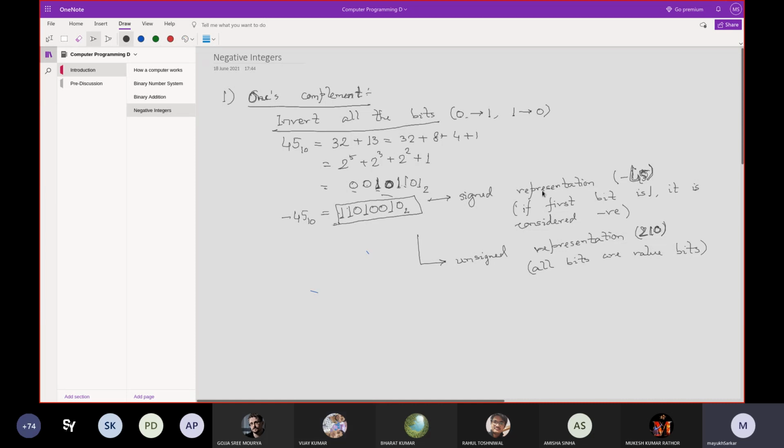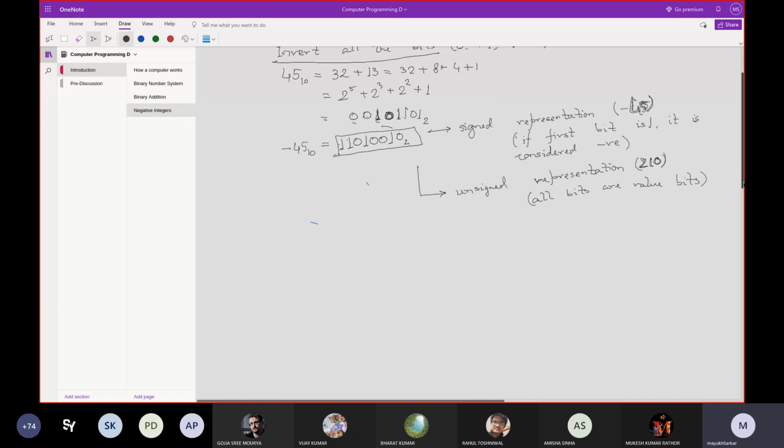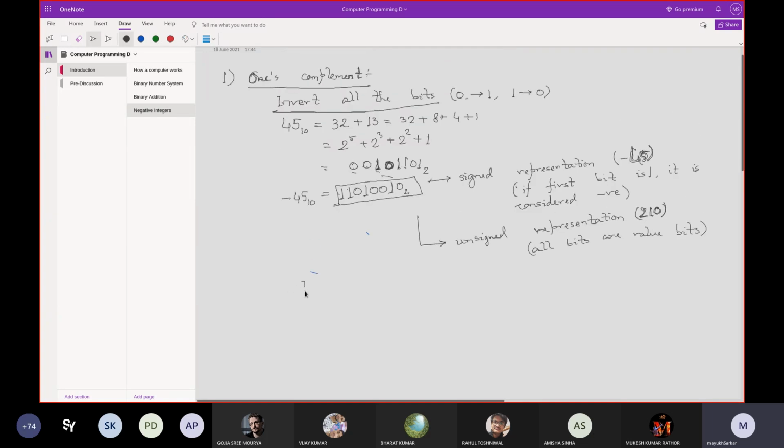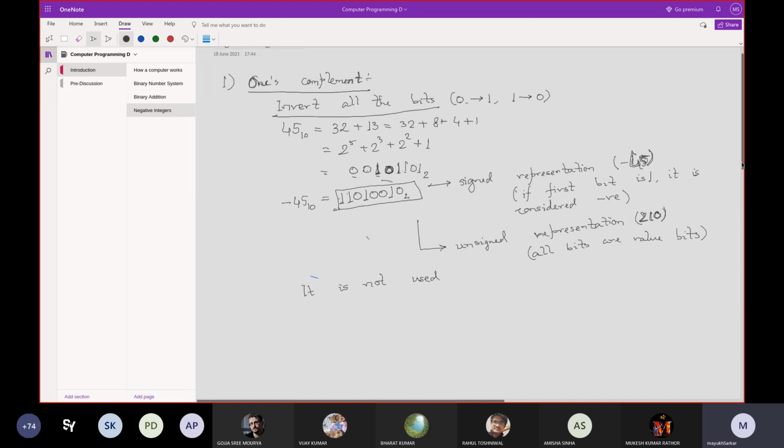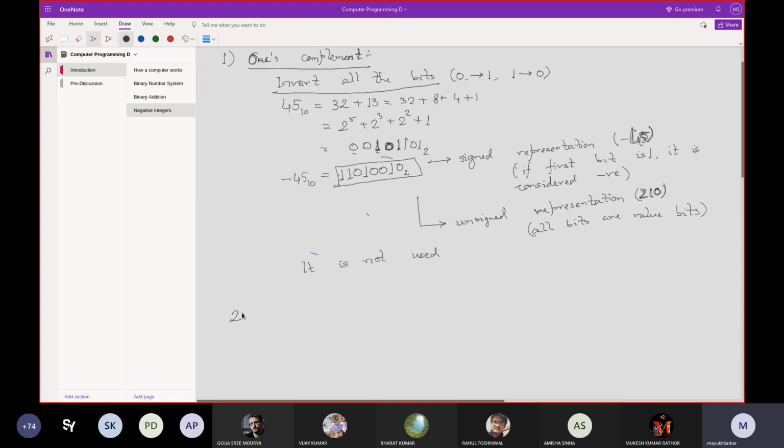I'll keep my discussion up to this today. Any of you have any query? And let me tell you before finishing today's discussion that one's complement is not used in today's computer. But why have we studied that? Okay, let me just take 5 more minutes. That is 2's complement.